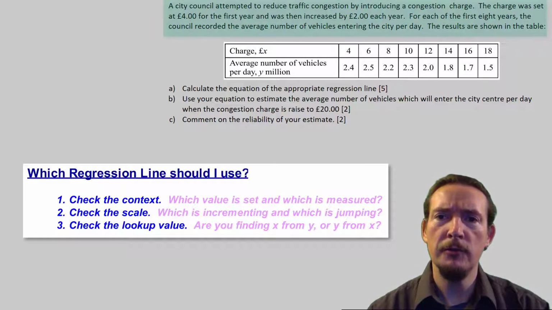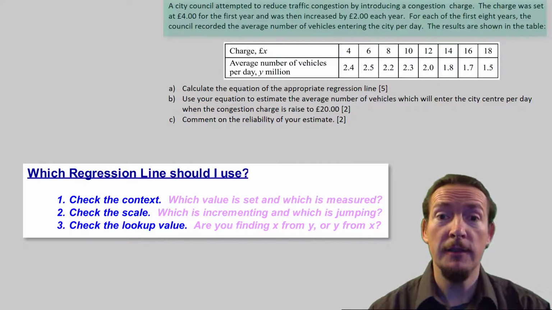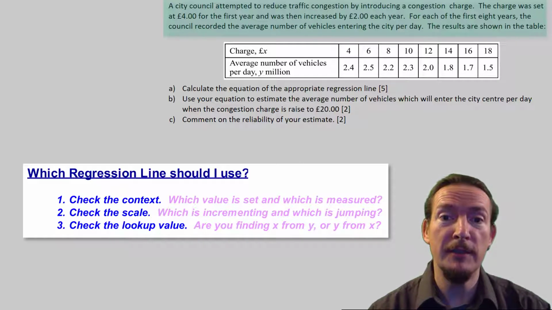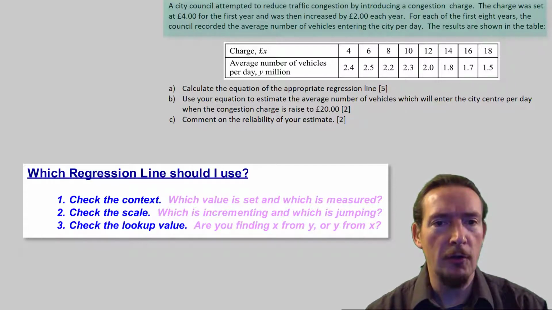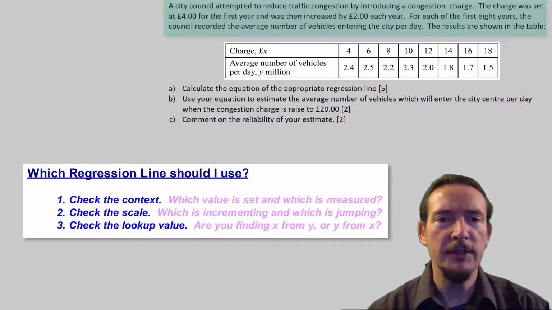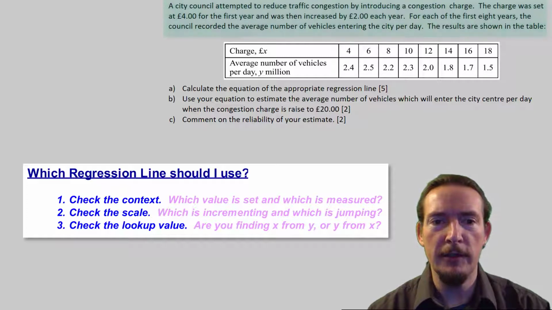Firstly, let's check the context. Which value is controlled or set, and which is dependent or measured? Now in this question, the council has direct control over the amount charged to enter the city. It cannot directly control how many vehicles actually turn up in the city on any given day, but they can certainly measure this with traffic cameras and sensors. So the charge, or x value, is the controlled variable, and the number of vehicles, or y value, is the dependent variable. This tells us we need to use the y on x regression line in this question. The context is clear and there is no need to carry out the two further checks.